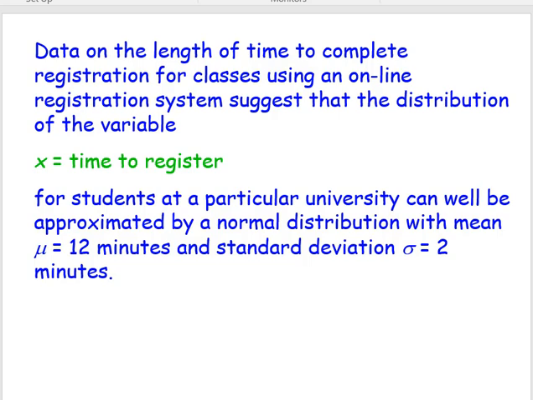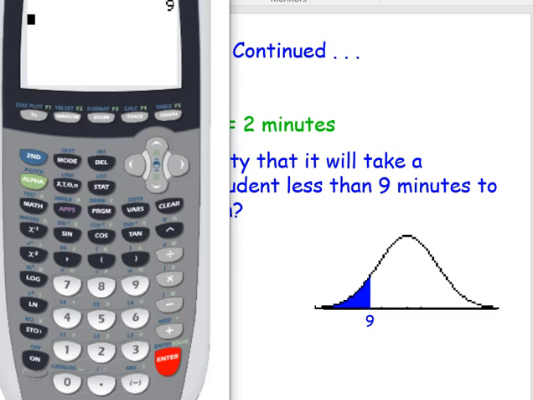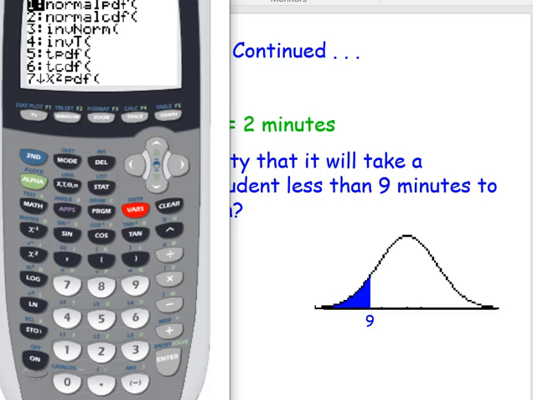So here we have students with, again, a mean of 12 minutes to register with a standard deviation of 2. Well, what is the probability that a student takes less than 9 minutes? So if we don't want to go through the problem of finding z-scores, we can use the calculator here using our distributions menu. Second, distributions here.